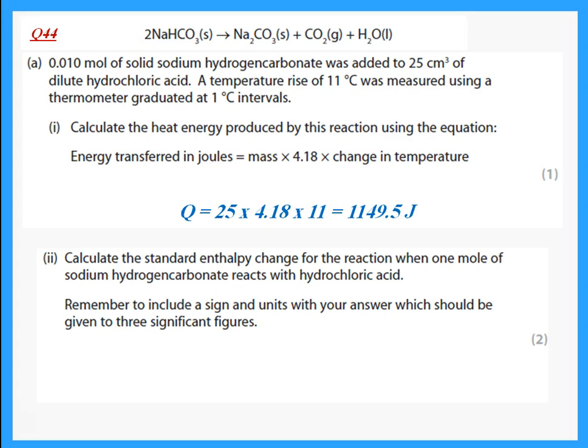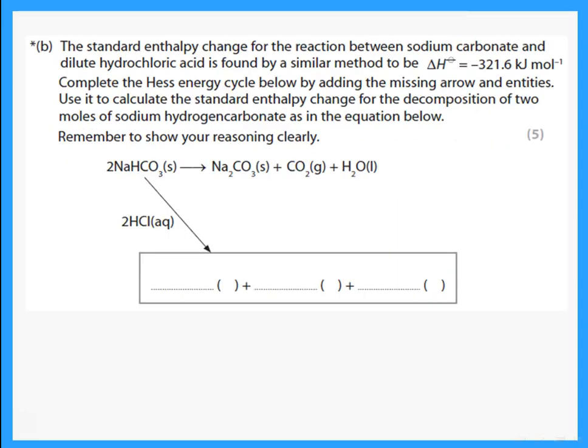So this is Q. Now to calculate the standard enthalpy change when 1 mole of sodium hydrogen carbonate reacts, you're looking at the sodium hydrogen carbonate. He already gives me the number of moles. So the delta H is the Q over that number of moles. This is a temperature rise. He said there is a temperature rise of 11 degrees Celsius. That means this is an exothermic reaction, and the delta H must have a negative sign. Again, he says he needs it in 3 significant figures, so make sure that you give him the answer that he wants.